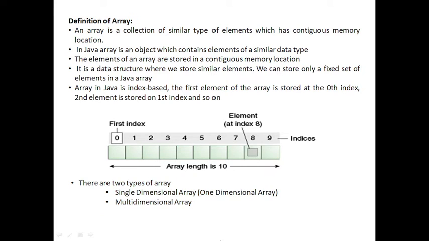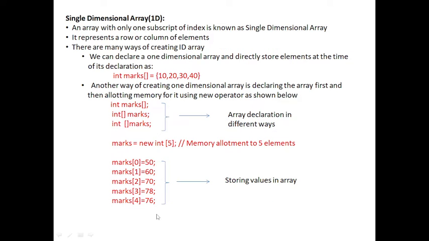So, in today's class, we discuss types of the array. There are two types of arrays. One is single dimensional array, another one is multi-dimensional array. Right? Single dimensional array is also known as one dimensional array. First, we will see single dimensional array and then we discuss multi-dimensional array. Okay? Next.